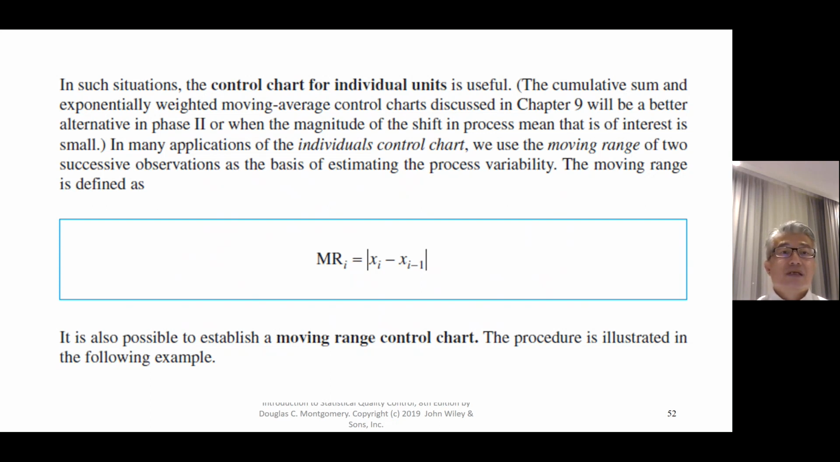In many applications of the individuals control chart, we use a moving range of 2 successive observations as the basis of estimating the process variability, like this. This is called the moving range. So currently, subtract the previous one. It's also possible to establish a moving range control chart. In such a case, the sample size is equal to 2.